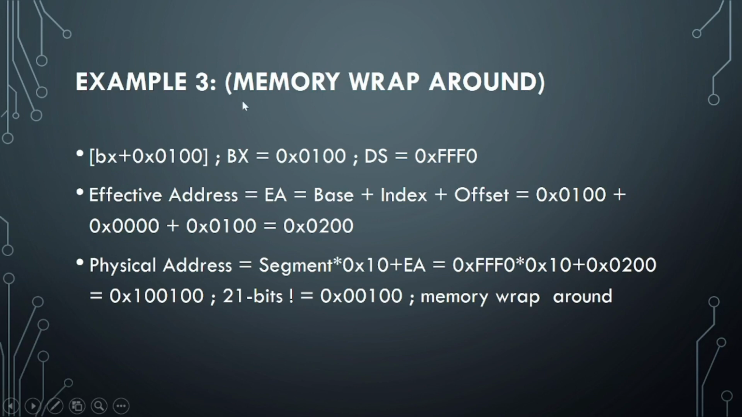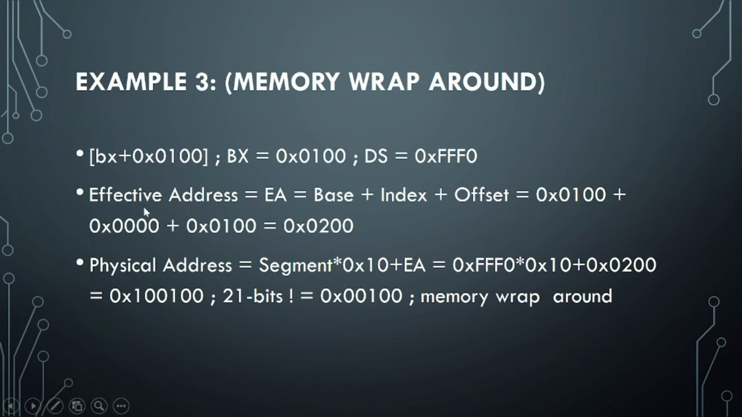Firstly, let me introduce you to the concept of memory wraparound. Memory wraparound means when the value exceeds the maximum limit of memory, it is termed memory wraparound. The maximum limit of a memory or physical address is 20 bits, so the answer must be in 20 bits. If it exceeds the limit, memory wraparound occurs.